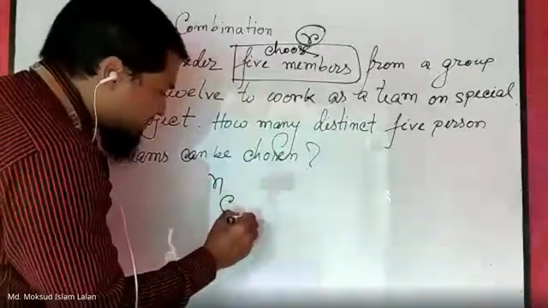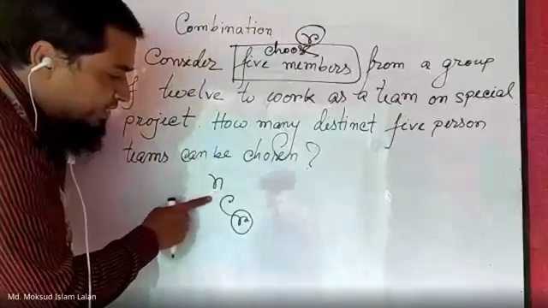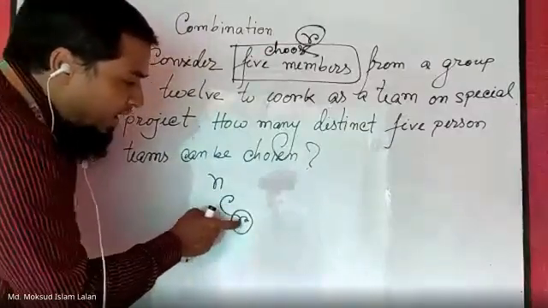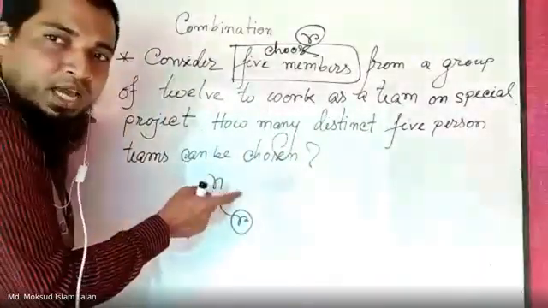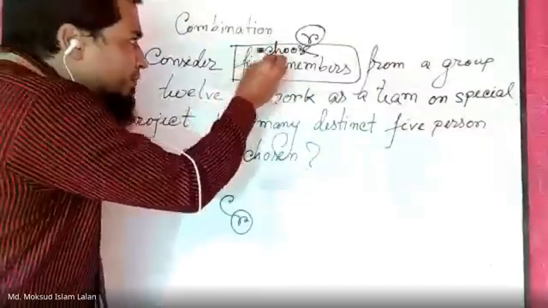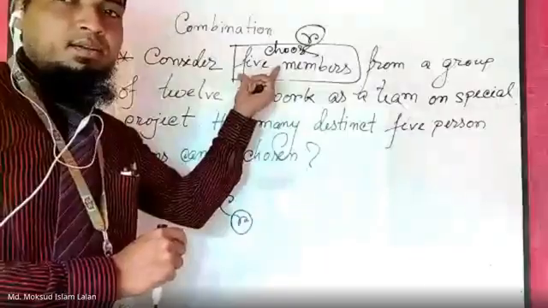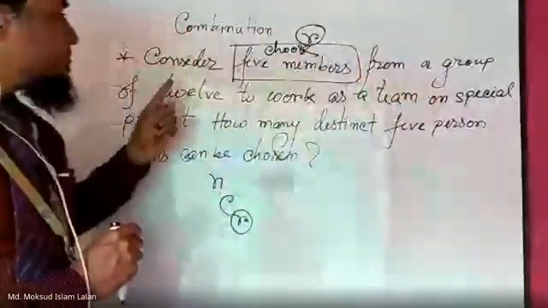Because our formula was something like this, nCr. So this is our total space. We are choosing R from N, right? So consider 5 means we have to choose 5 members. So this is definitely R, right? From a group of 12 people.